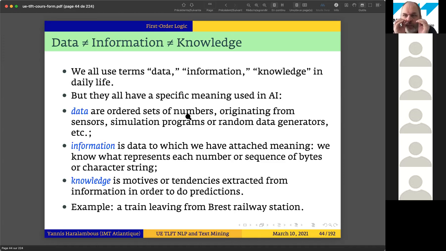So if you think about it, this is reflected in logic. In logic, you use characters to write formulas, that is data. Your formulas have ingredients that have individual meaning, this is information. And when you do inference, you get new formulas, so you predict in some sense. If we take the proof of something as a temporal process, then you predict, and this is knowledge.